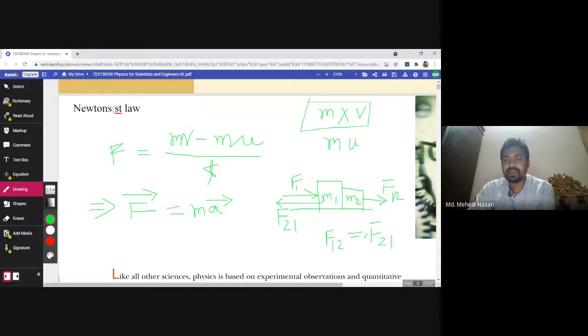Similarly, in case of m2, f1 is not acting on m2, but there is a certain amount of force acting, which is the action force on m2 due to m1, which is f12. Okay, so this is the main scenario.